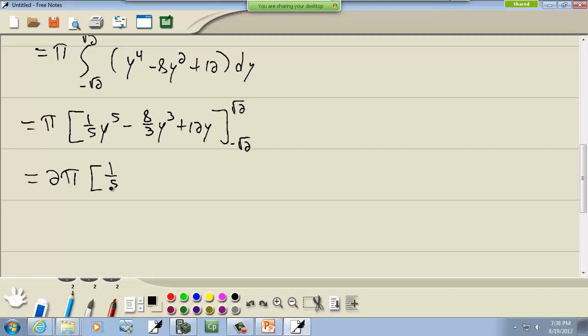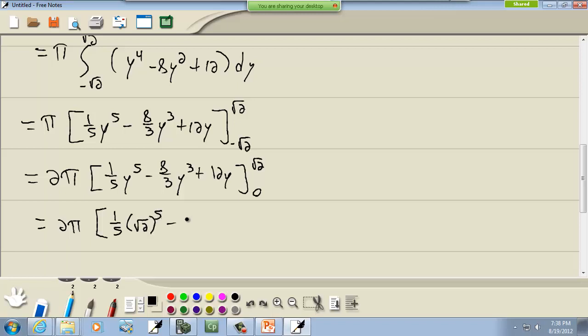And then this is going to go from, oops, let me write that down again. But it's going to go from 0 to square root of 2. Okay, now it doesn't do any good to plug the 0 in because that just drops away. So we just have to worry about square root of 2. So I got 1/5 square root of 2 to the 5th power minus 8 thirds square root of 2 to the 3rd power plus 12 square root of 2.